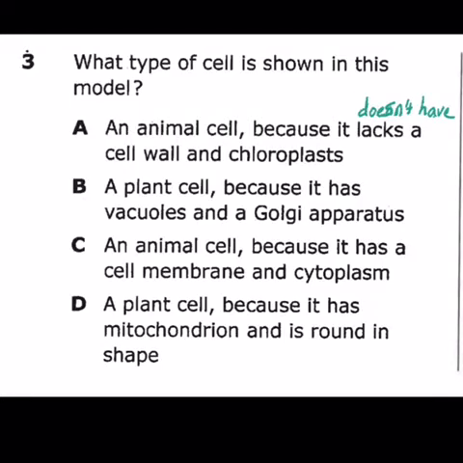Question 3. What type of cell is shown in this model? A. An animal cell, because it lacks or doesn't have a cell wall and chloroplasts. B. A plant cell, because it has vacuoles and a Golgi apparatus. C. An animal cell, because it has a cell membrane and cytoplasm. D. A plant cell, because it has mitochondrion and is round in shape.